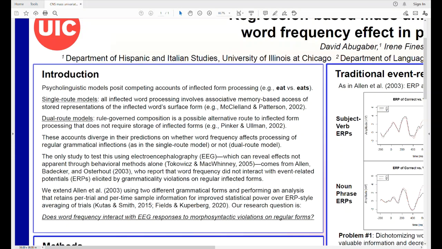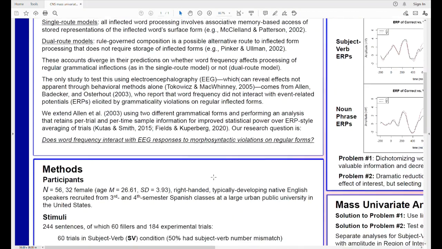We extend Allen and colleagues by using two different grammatical forms and by using an analysis method that increases statistical power by retaining information from each time point in each trial. Now, our research question is, does word frequency interact with EEG responses to morphosyntactic violations on regular forms?